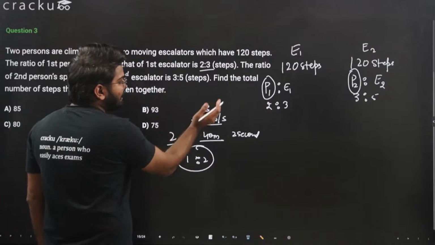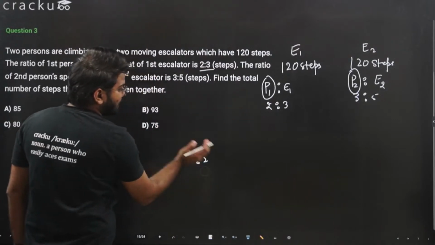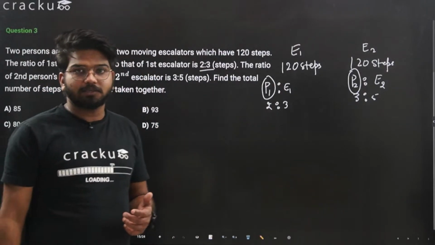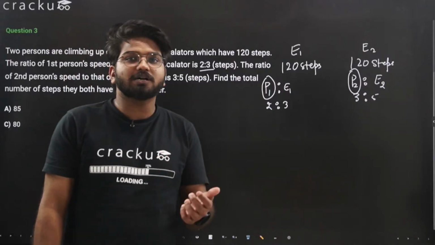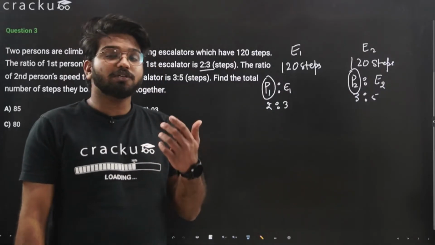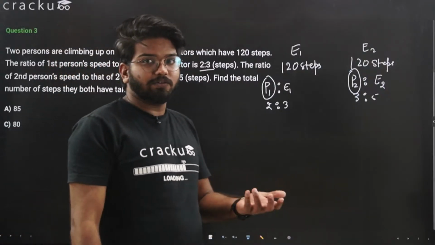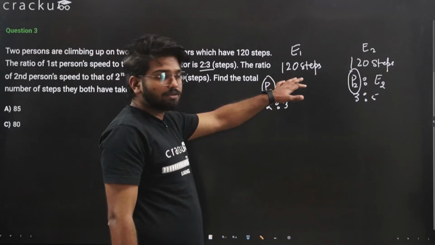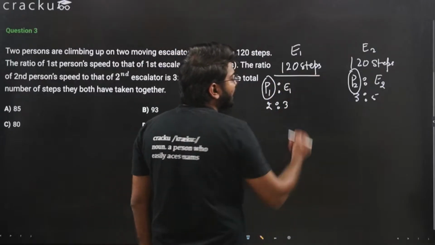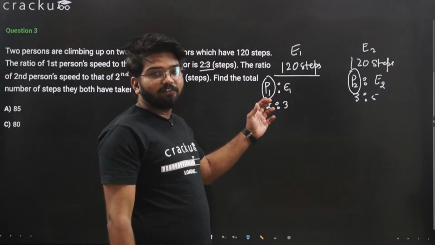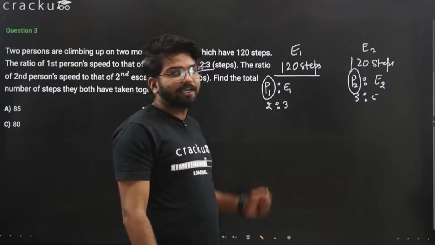All I mean is that if the time is fixed, the ratio of the speeds of the two persons is equal to the ratio of their distances covered. In the first case, the total steps that need to be covered by P1 and E1 is 120.